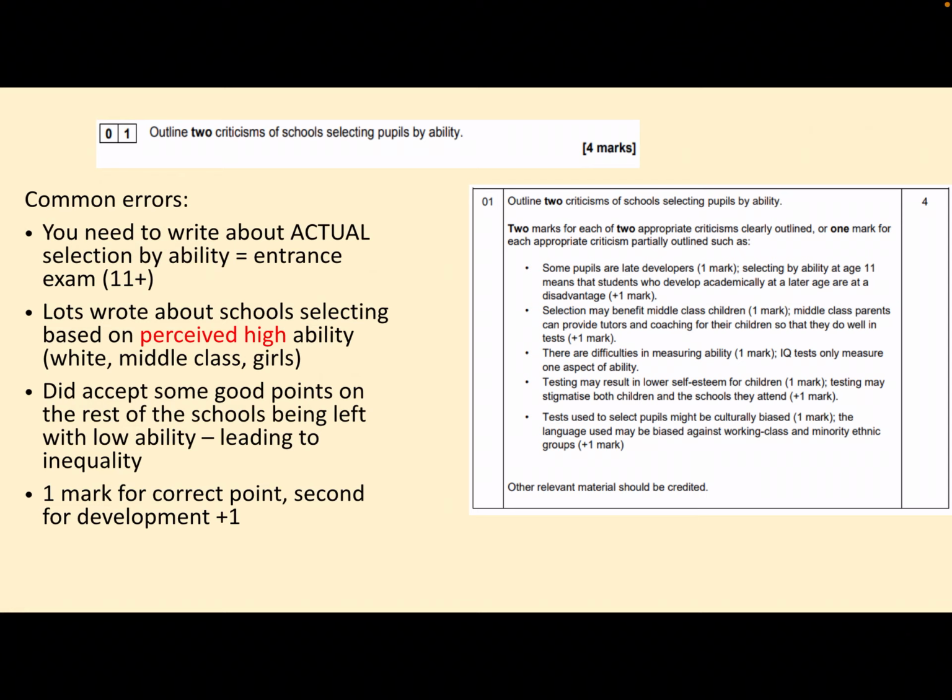There are difficulties in measuring ability, 1 mark. IQ tests only measure one aspect of ability, and they're notoriously inaccurate. And then you could have also said testing may result in lower self-esteem for children, 1 mark, as those that fail may feel stigmatised and may end up attending poorer schools and doing less well because they perhaps form anti-school subcultures. And I would have credited any other relevant points. But yeah, this question was not answered very well because lots of you misunderstood what it meant by selecting pupils by ability. It's using selection tests.